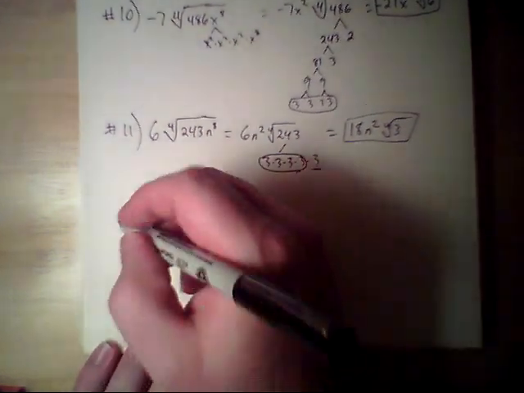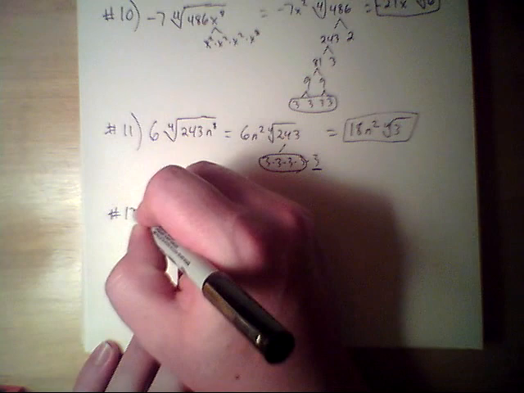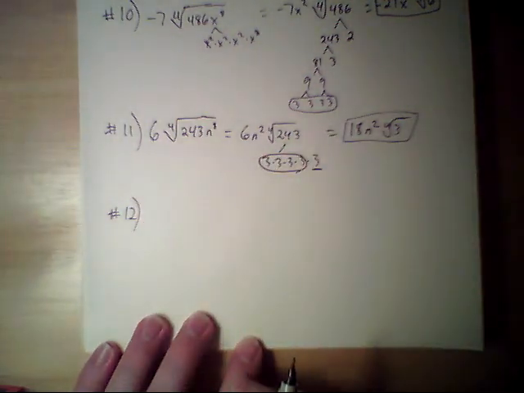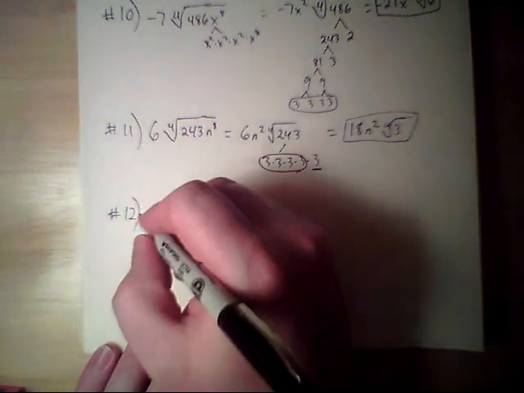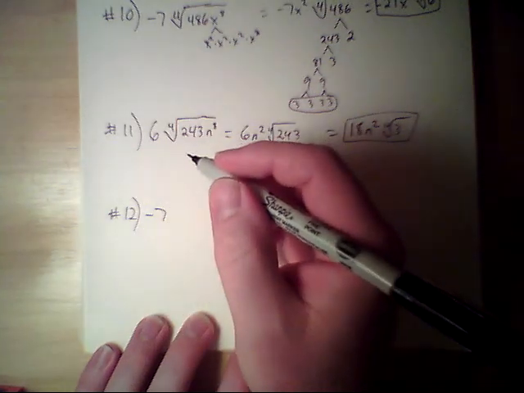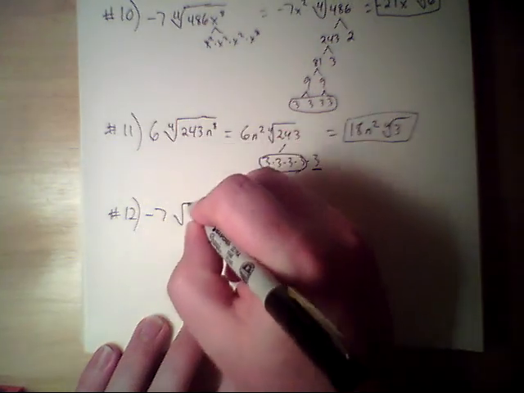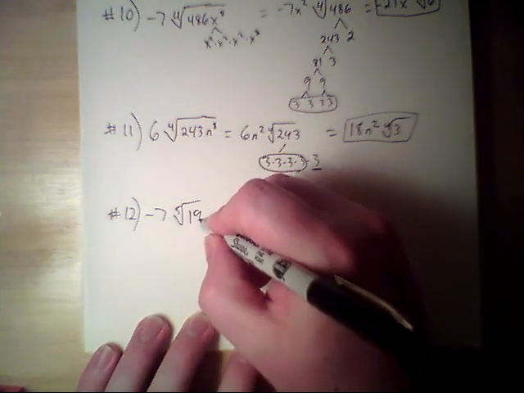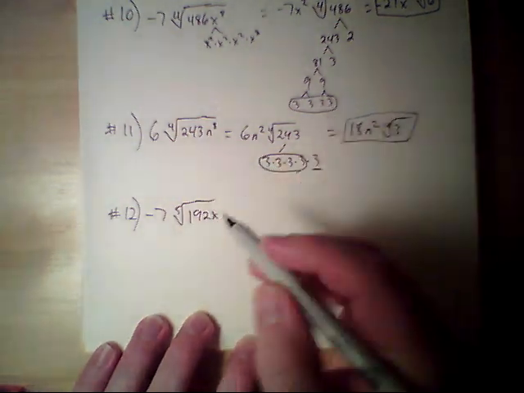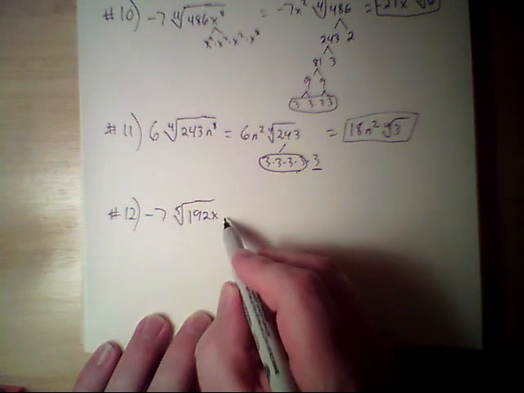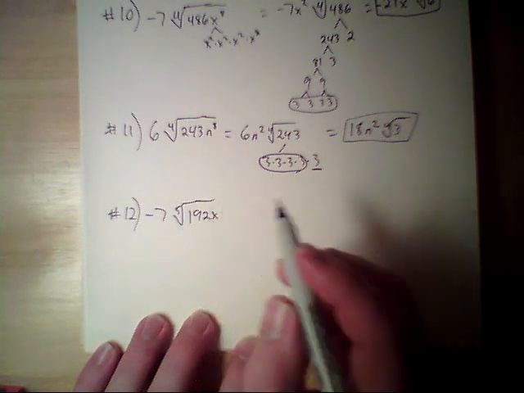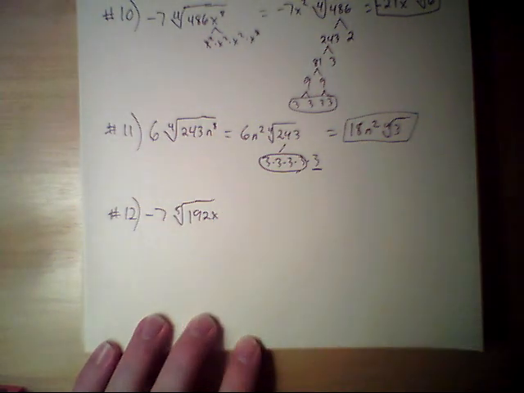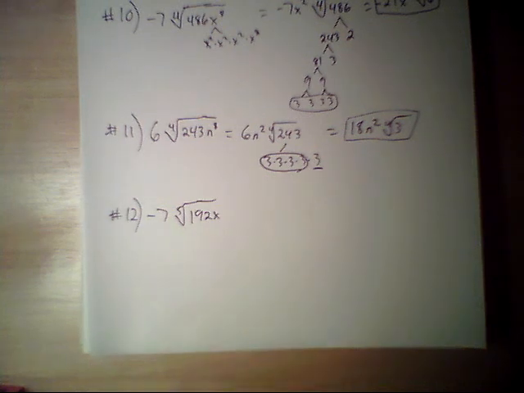Number 12. We have negative 7 times the fifth root of 192x. We can't do anything with that x because it's being taken to a power less than 5, so we have to leave it alone. But 192 we can probably break down quite a bit.